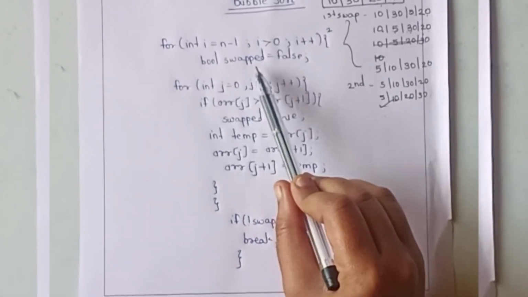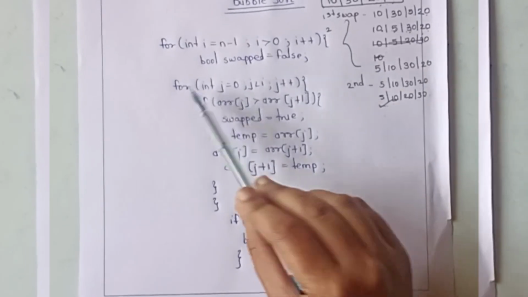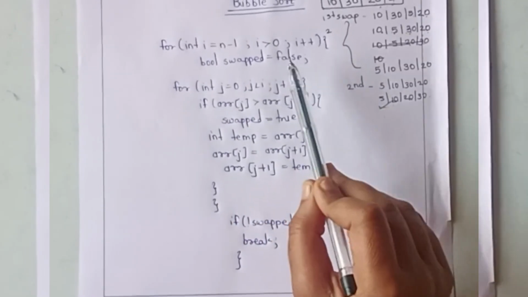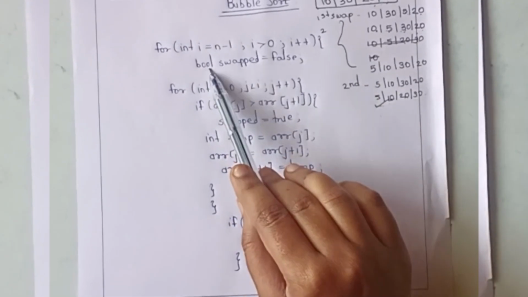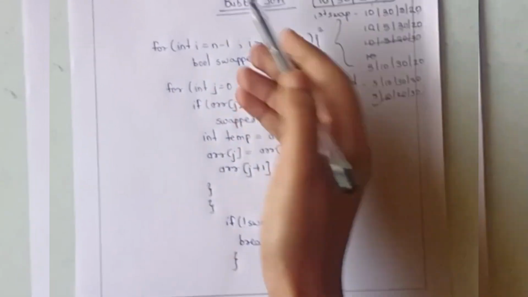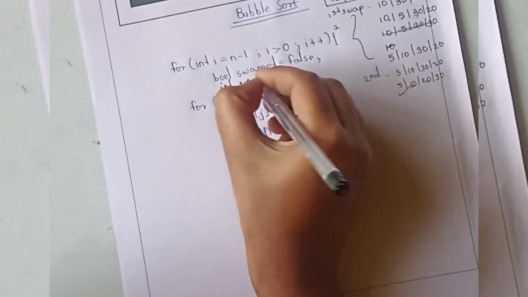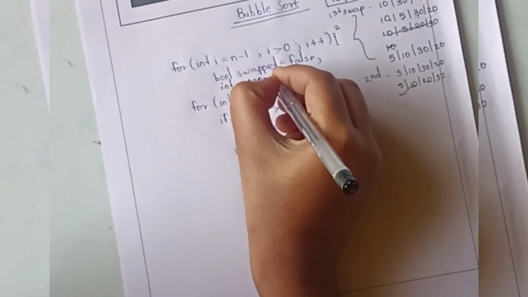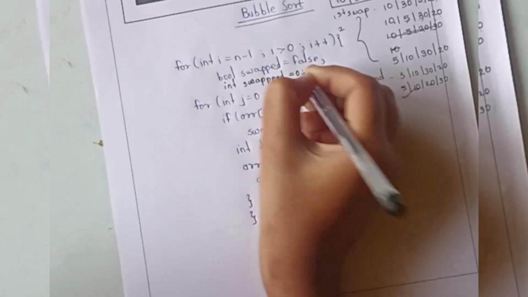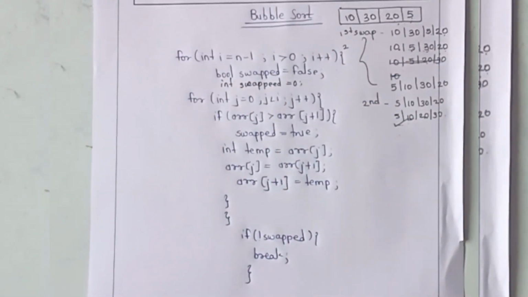Then we are using a bool swapped. In place of this, you can also use int swapped equals to 0. False means 0, but I am using bool. You can use int also, means you can write over here int swapped equals to 0. It is also valid. Only I am using the bool data type.